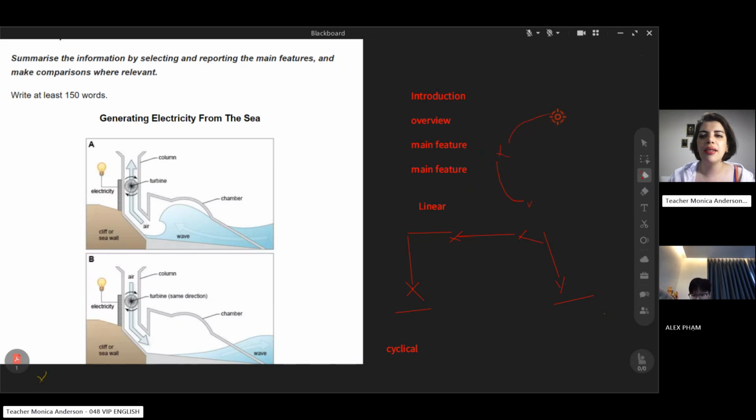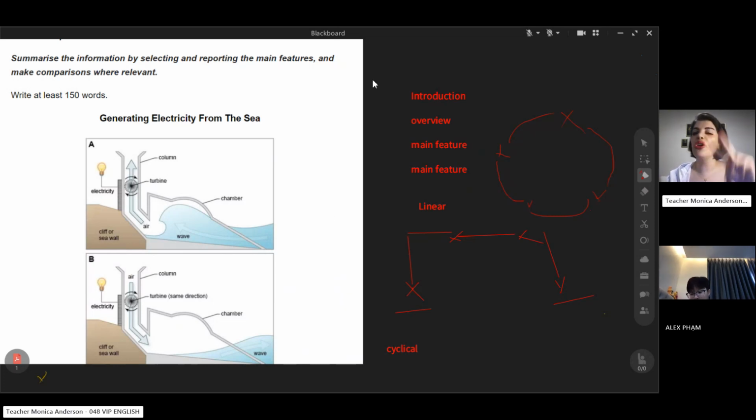Like this one, like food chain, for example. In this type of process diagram, it actually goes back to the beginning. So start from one point and again goes back to the beginning. So it repeats over and over again. Life cycle is a really good example. For example, the life cycle of a human, frog, butterfly. Okay, something like this.